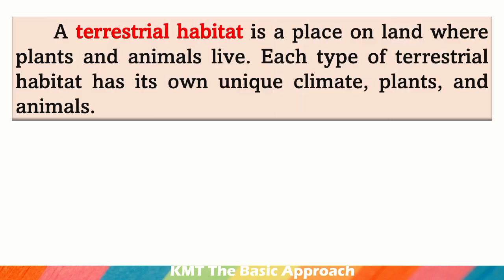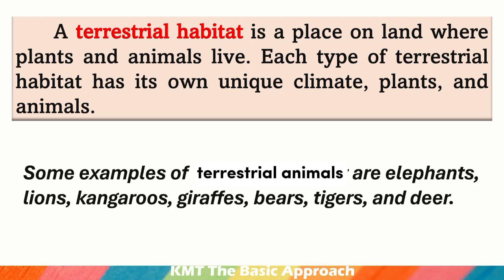Again, a terrestrial habitat is a place on land where plants and animals live. Each type of terrestrial habitat has its own unique climate, plants, and animals. Some examples of terrestrial animals are elephants, lions, kangaroos, giraffes, bears, tigers, and deer.